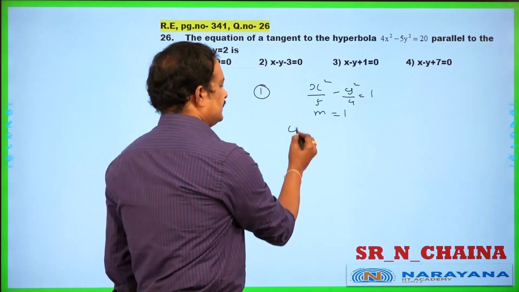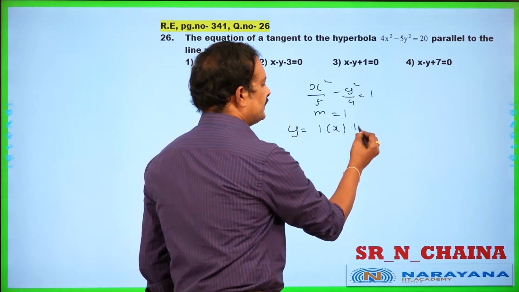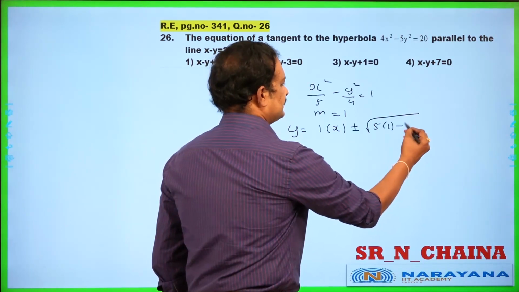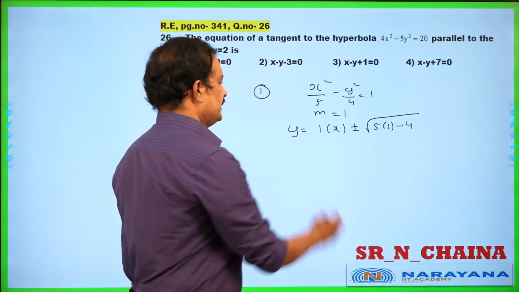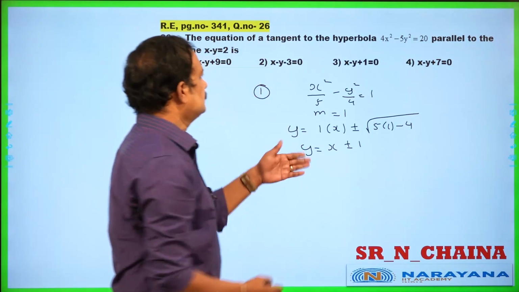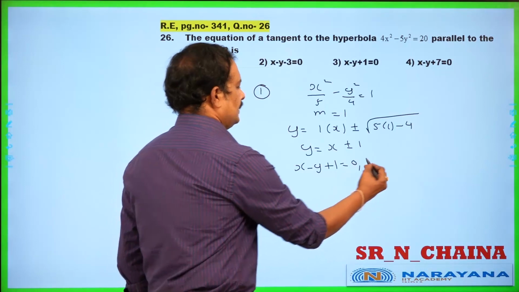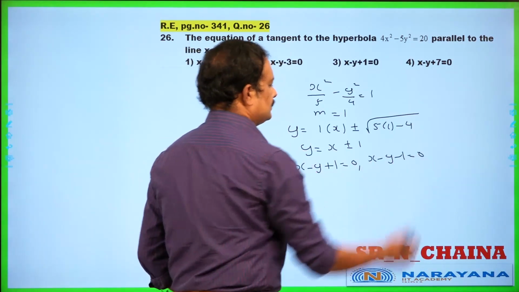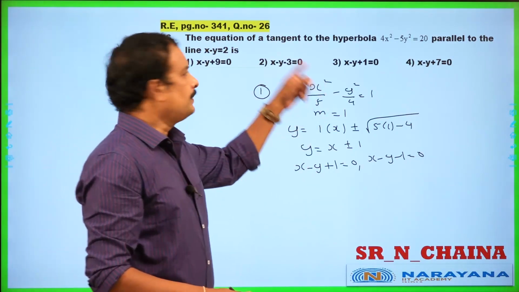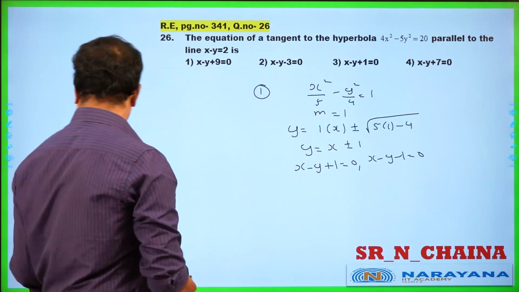Then directly the formula, that is what? y equal to mx. Mx means 1 into x plus or minus root over a square, that is 5, m square, that is 1, minus b square, that is nothing but the 4. So y equal to x plus or minus, this is just 1. So here obviously one tangent is x minus y plus 1 equal to 0. Next one, x minus y minus 1 equal to 0. So this is how we are going to find out the tangents parallel to this one, of course tangent to that hyperbola. Now let's go for the next question.